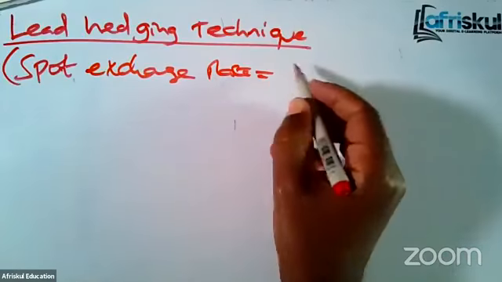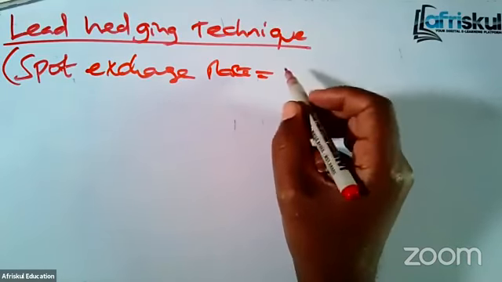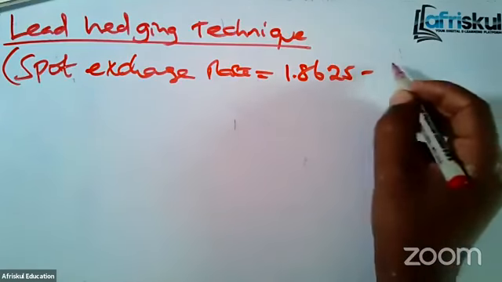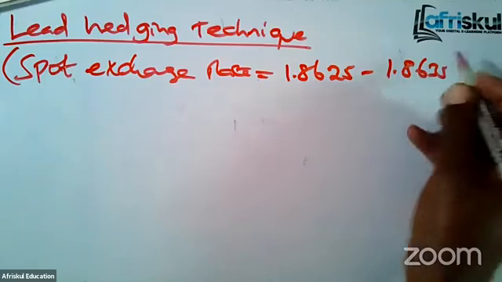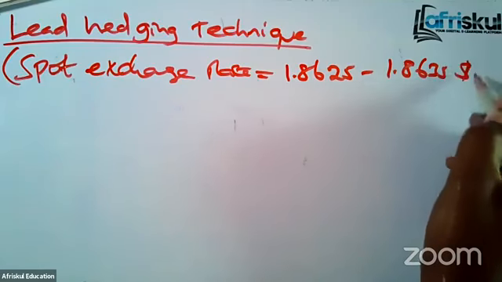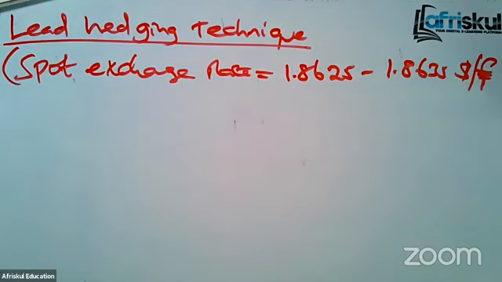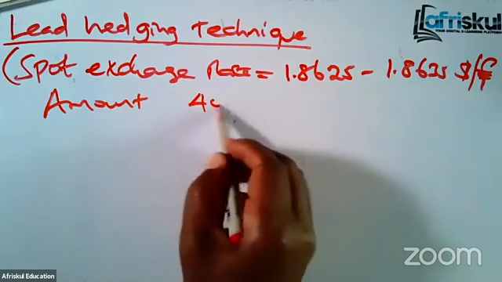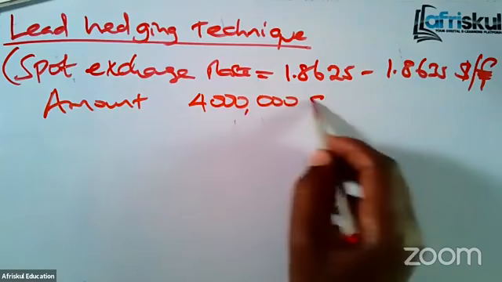So here we have our spot exchange rate, which has been defined in the question as 1.8625 to 1.8635 dollars per pound, like that. And then we have the amount in the question. The amount here which we need to exchange is $4 million.